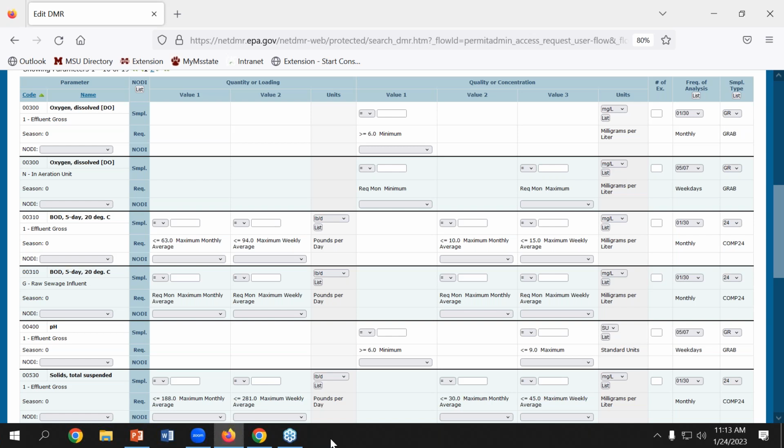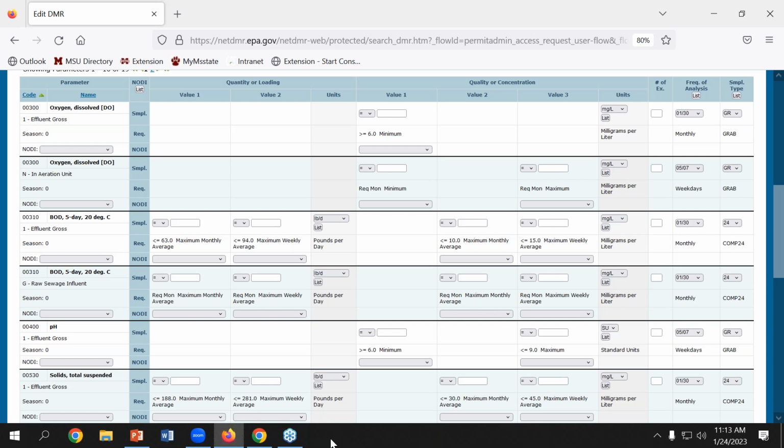Also, let me mention this on the dissolved oxygen, the permit has a 6.0 milligram per liter minimum. You'll have this particular facility monitored on a quarterly basis. So you'll have 3 samples for every quarter, 1 sample per month for 3 months. And we will input the minimum result there. On the BOD effluent, notice on this that we've got a quality or concentration.